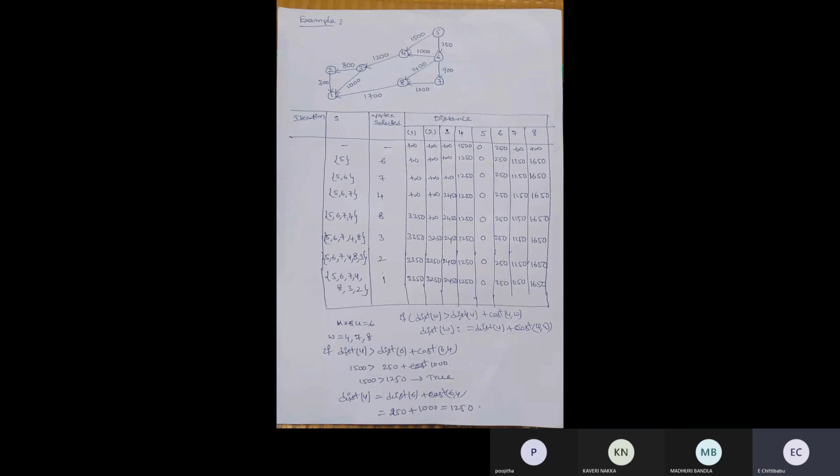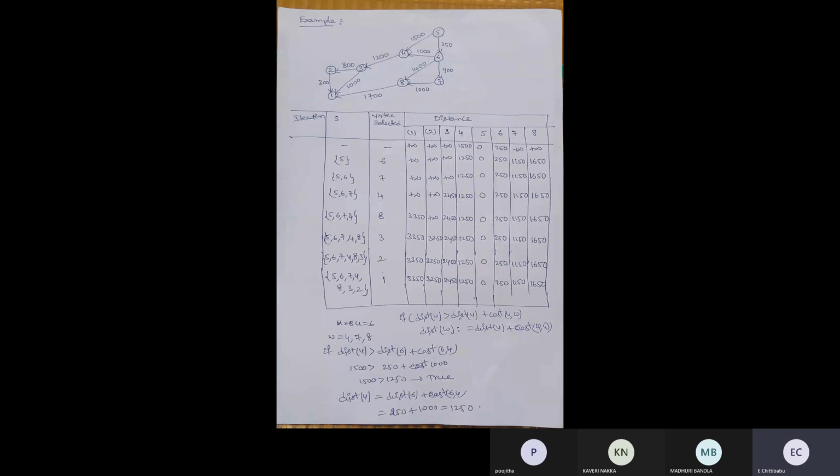Now 3 is a visited vertex. Now put 3 into S. What is the next minimum vertex? Next minimum vertex is 2. What are the adjacent nodes of 2? 1. Find the distance of 1. Already found.